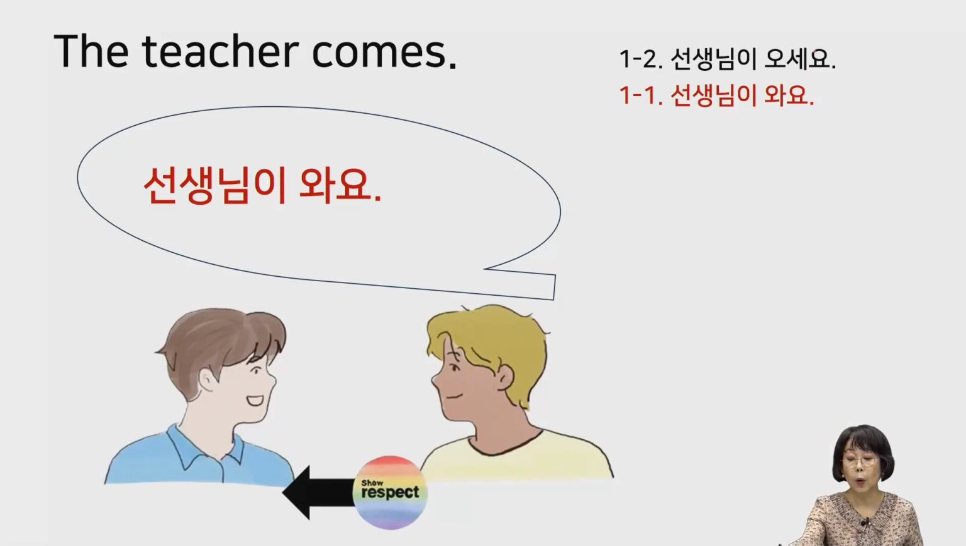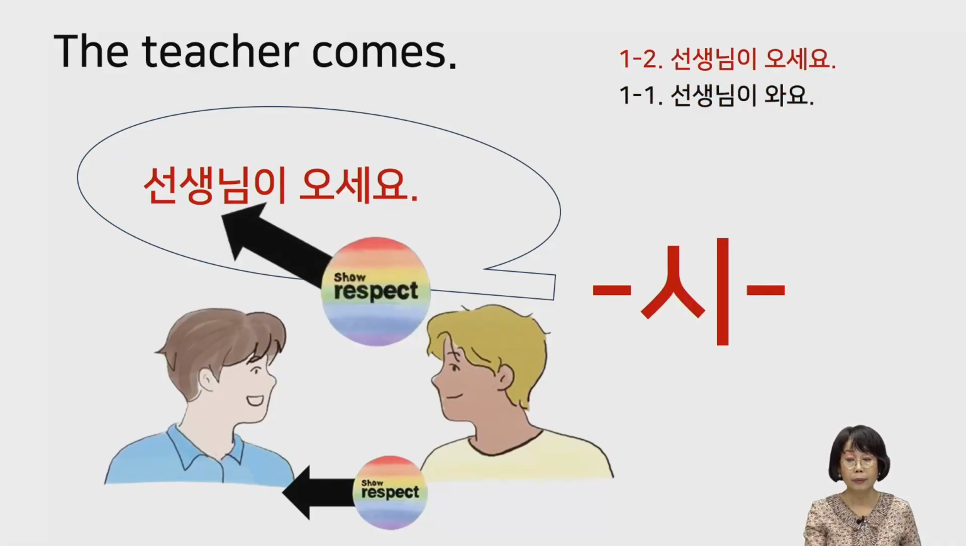Basically, the 요 ending can express some respect to the listener. And 와요 doesn't express respect to the subject of your sentence, while 오세요 has the 시 element. 오세요 can express respect toward the subject of the sentence.